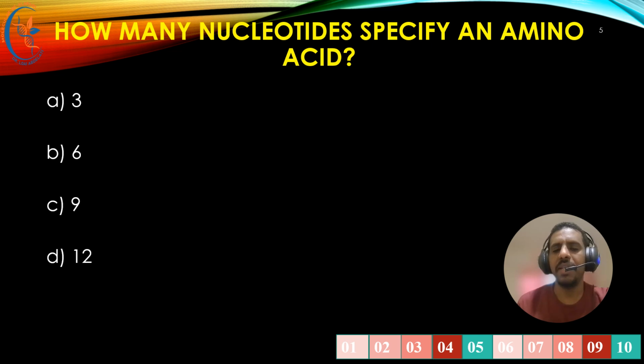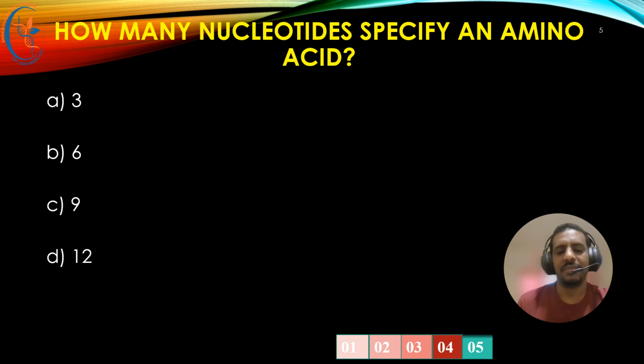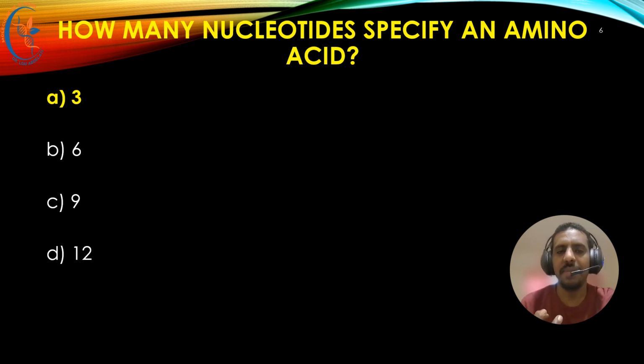Okay, how many nucleotides specify an amino acid? All right, 10 seconds. Actually, each amino acid is defined by a three-nucleotide sequence called the triplet codon. These three nucleotides, also known as the codon, determine which amino acid will be incorporated into the growing protein during translation.